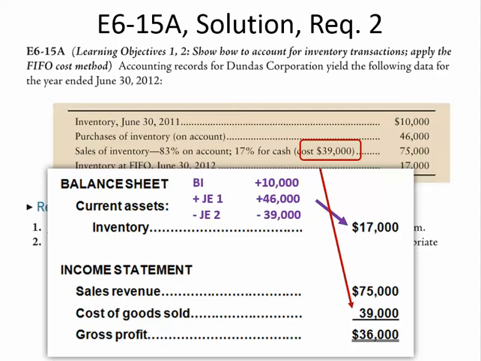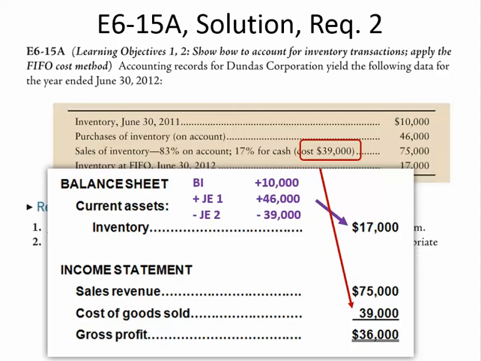So two or three slides back, I had a debit to inventory for 46,000, so I'm going to add that in. And then I also had a couple slides back in journal entry 2, I had a credit to inventory for 39,000. So I'm going to take my beginning inventory that they gave me, plus that first journal entry where I debited inventory for 46,000, minus the second journal entry where I credited inventory for 39,000, and that's where I come up with the ending balance of 17,000 for inventory.